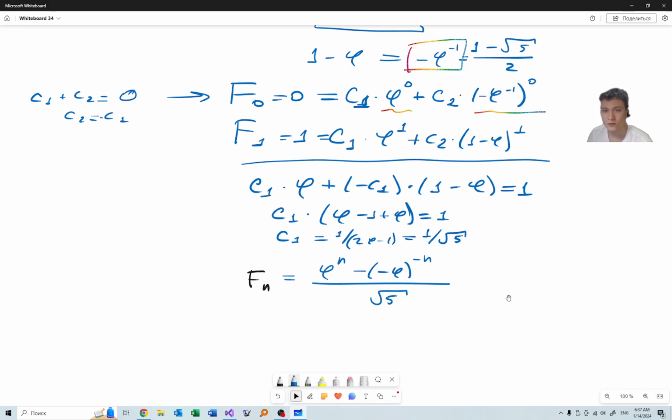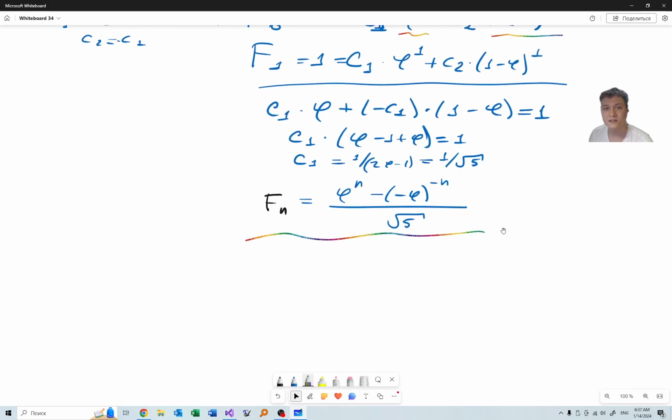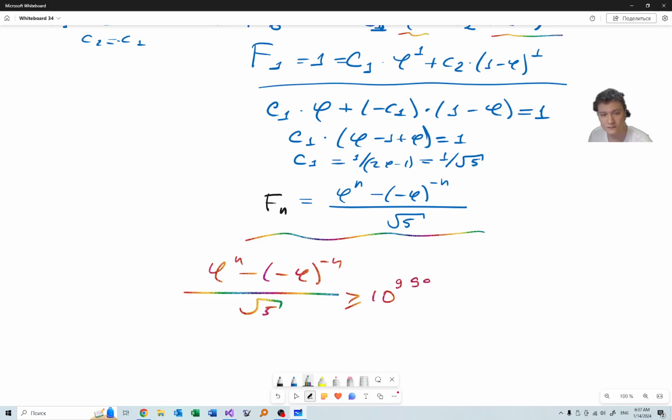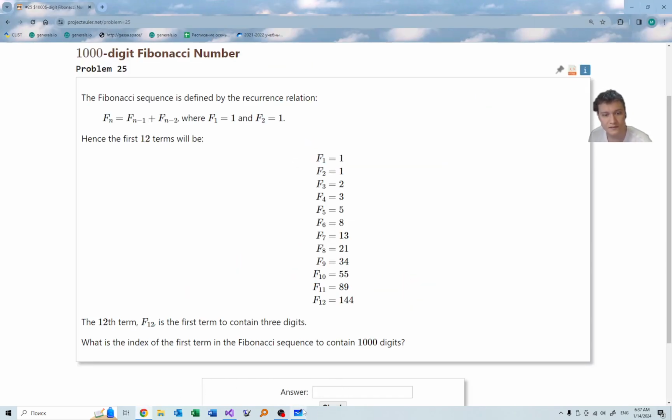Okay, why am I interested in this formula? In this particular problem, I'm interested in the first moment that this number is at least 1000 digits long. That is, it is at least 10 to the power 999.